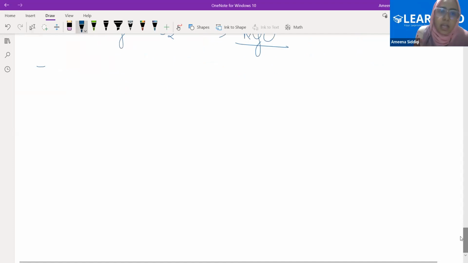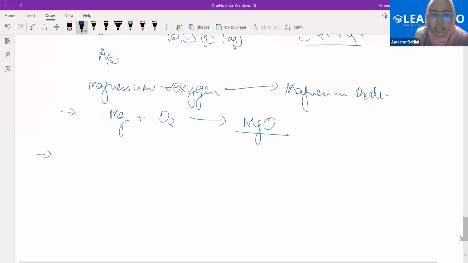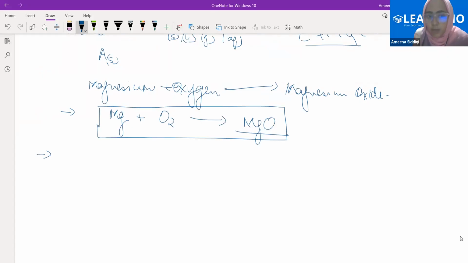If we have written it like this, this clearly becomes a chemical equation with magnesium and oxygen as the reactants and magnesium oxide as the product. This is the simplest form. Gaseous, solid, solid. Okay, that's fine.